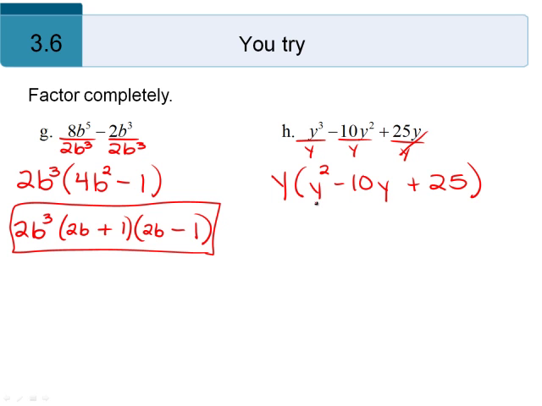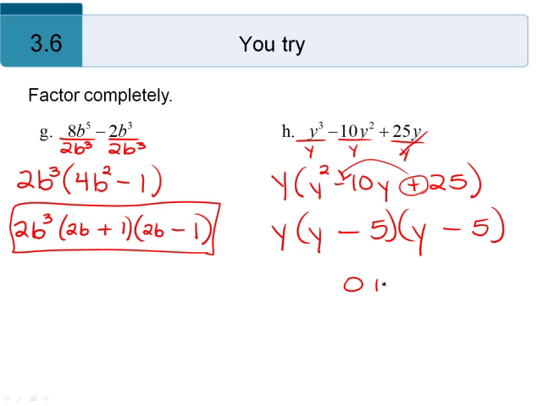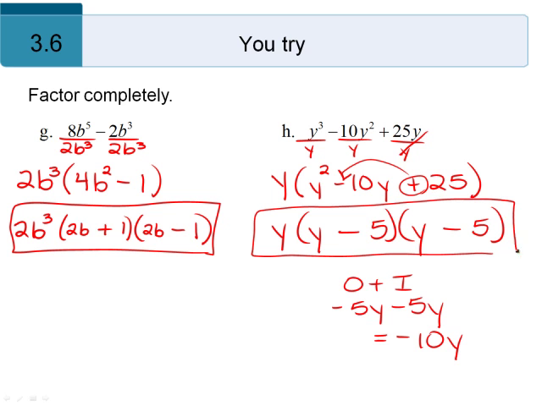Now, look at what you have left in the parentheses. You've got perfect squares on the ends. So bring down the y on the outside, set up FOIL. The square root of y squared is going to be y and y, and the square root of 25 is 5 and 5. And then check your signs. The last term's positive. Go to the middle. They both have to be negative. And the last thing is to double check. Make sure the outer term, which is negative 5y, and the inner term, negative 5 times y, would be negative 5y, and that gives you that negative 10y in the middle. So that is your answer.